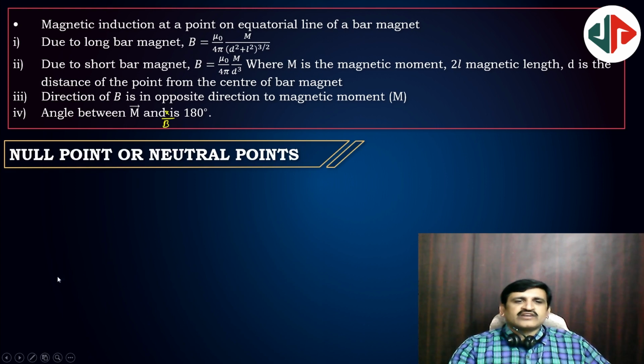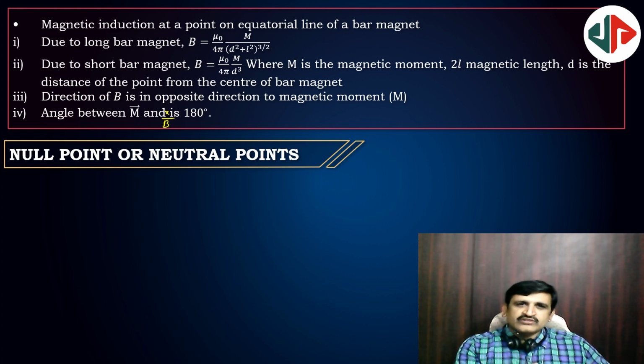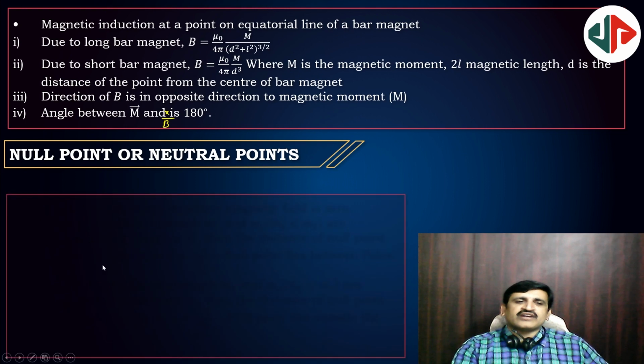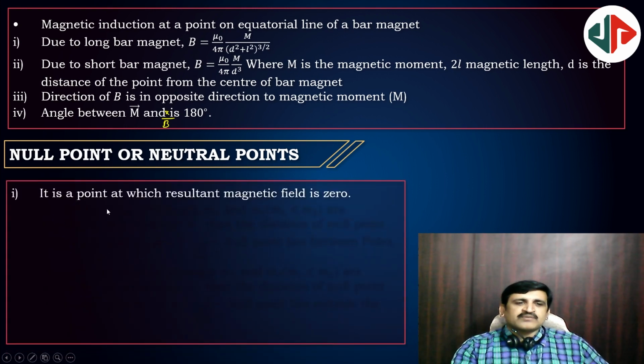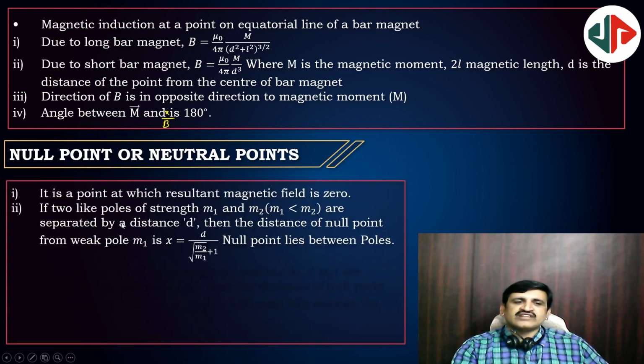Null points are neutral points. Actually, whenever a combination of fields exists, that means 2 or more magnets are present, then their combination field will exist at a place. So in that combination field, the combined field due to several magnets or magnetic materials, whatever is producing magnetism, may become 0 or may not. If it is equal to 0, then such a region is known as a null region, and that is only a null point actually. So it is a point at which the resultant magnetic field is 0.